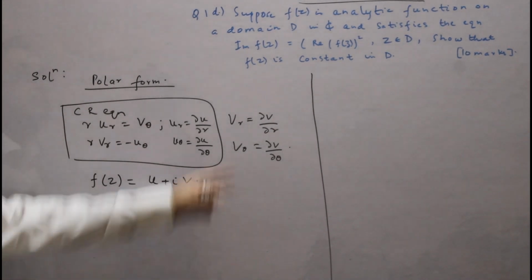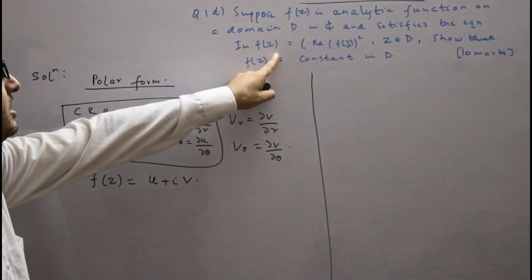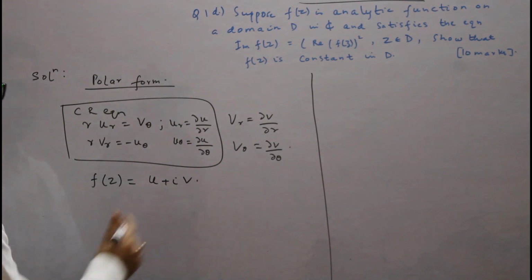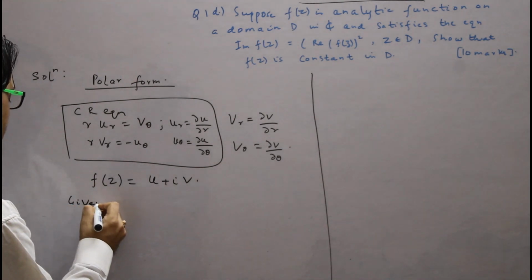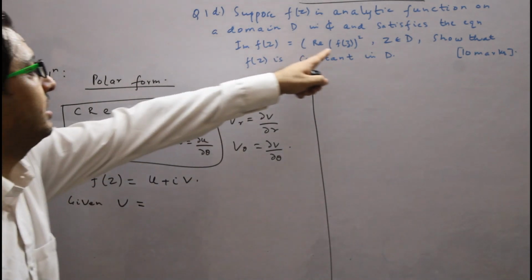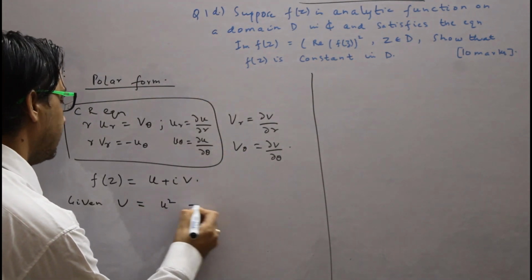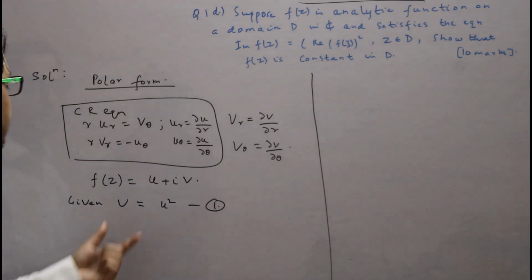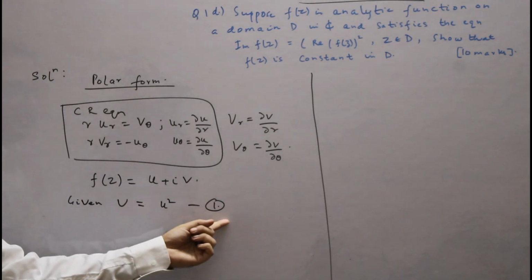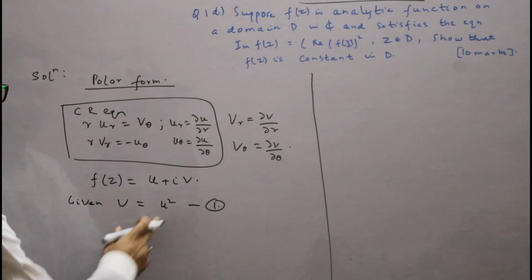So f of z is equal to u plus iv. And we are given the imaginary part of function f(z). What is the imaginary part? V is equal to the real part of f(z), and the real part is u, that's squared. So we are given this. This is equation number 1: v is equal to u square.